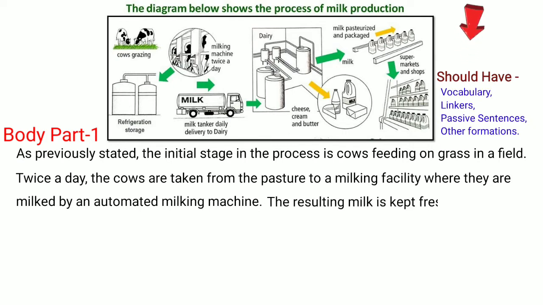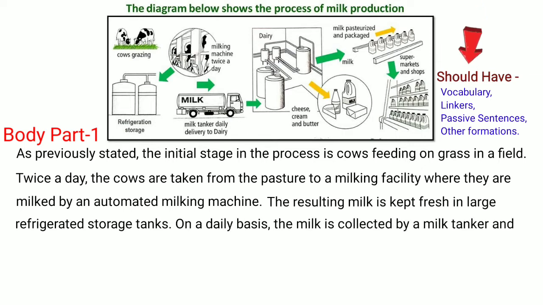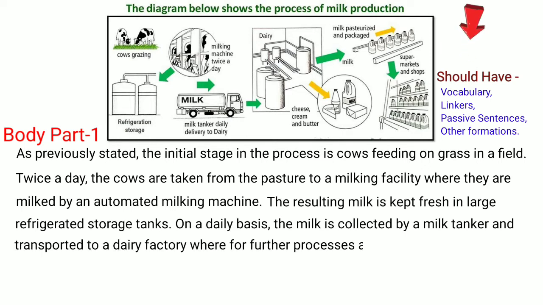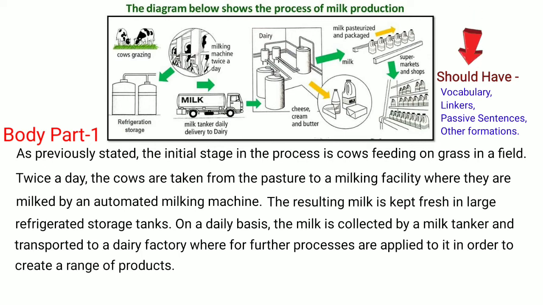The resulting milk is kept fresh in large refrigerated storage tanks. On a daily basis, the milk is collected by a milk tanker and transported to a dairy factory where further processes are applied to it in order to create a range of products. So this is a simple answer for body part 1. As you can see, I have used a lot of vocabulary, linkers and passive sentences.